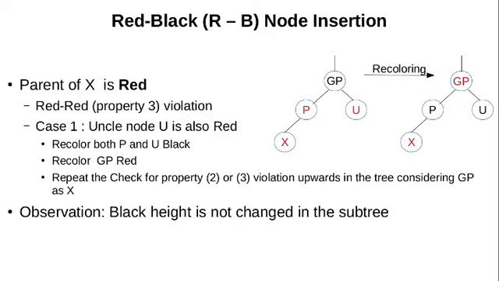This recoloring removes the red-red violation and restores the black height to the earlier value in the subtree rooted at GP. However, coloring GP to red may introduce a red-red violation with its parent further upwards in the tree. Hence, we consider GP as X and repeat the check.